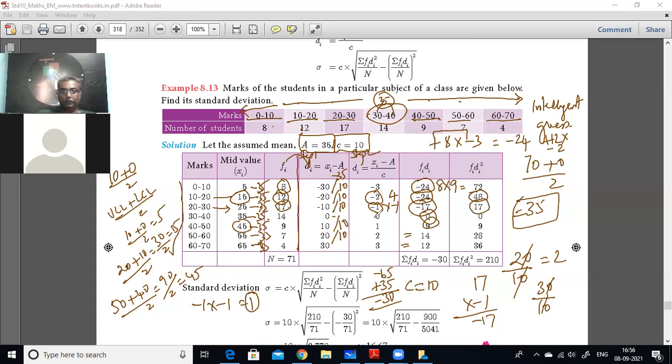Then 14 into 0, 0. Then 9 into 1 squared, this is 1, 9 into 1 is 9. Then 7 into 2 into 2, 2 into 2 is 4, 4 into 7 is 28. 4 sevens are 28. Then 3 into 3 is 9, 9 into 4, 36.